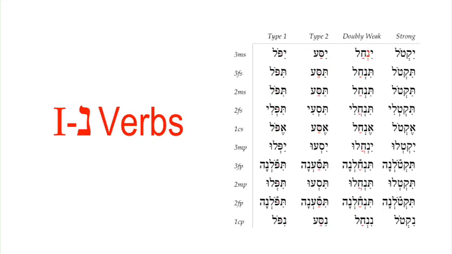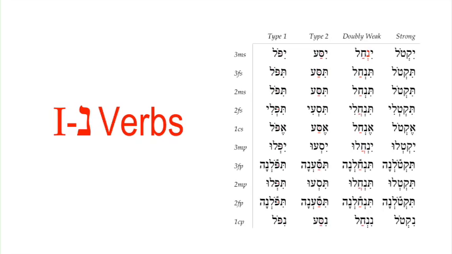The fact that this particular word takes an A-class stem vowel is simply due to the fact that the word has a guttural in the second root position. So in some sense, this particular weak verb that's doubly weak maintains its strong features. Now you can look with me at the paradigms for these one noon verbs. There's the type 1 category, the type 2 category, and the doubly weak category.